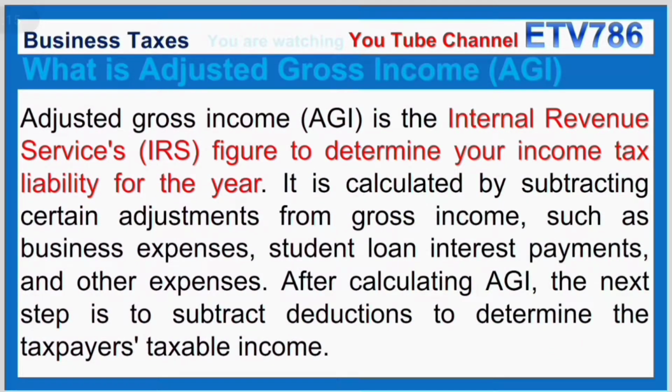What is adjusted gross income? Adjusted gross income is the Internal Revenue Service (IRS) figure to determine your income tax liability for the year. It is calculated by subtracting certain adjustments from gross income, such as business expenses, student loan interest payments, and other expenses. After calculating AGI, the next step is to subtract deductions to determine the taxpayer's taxable income.